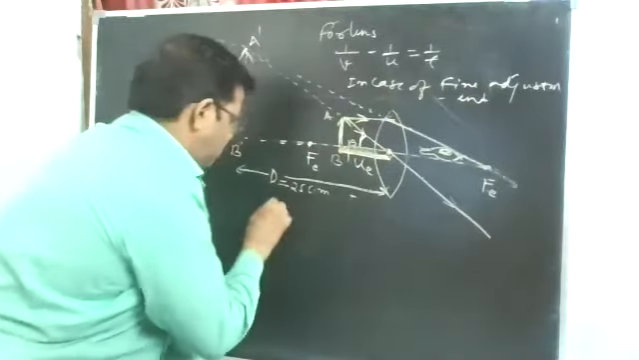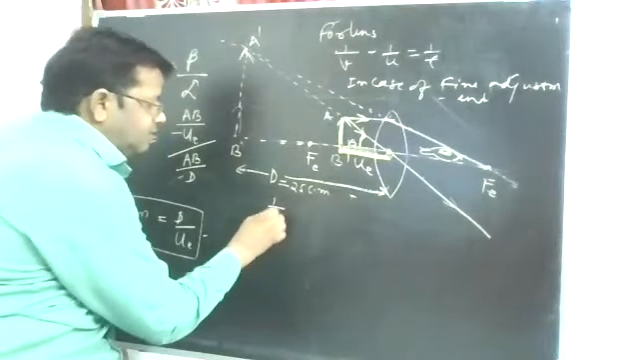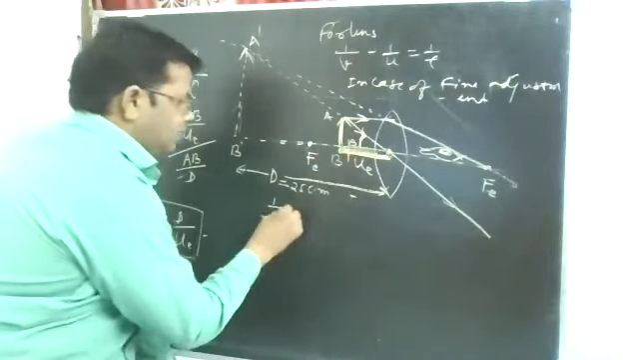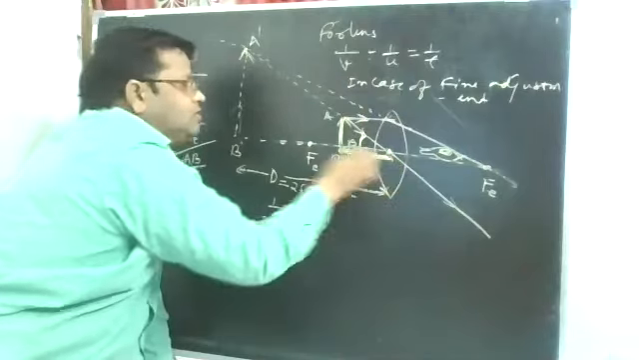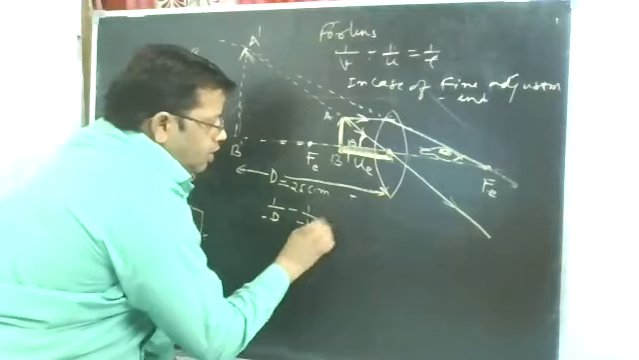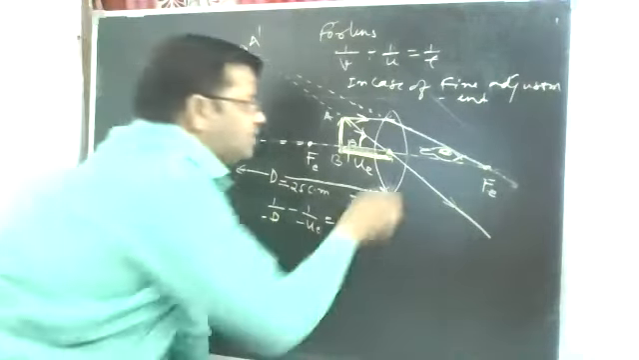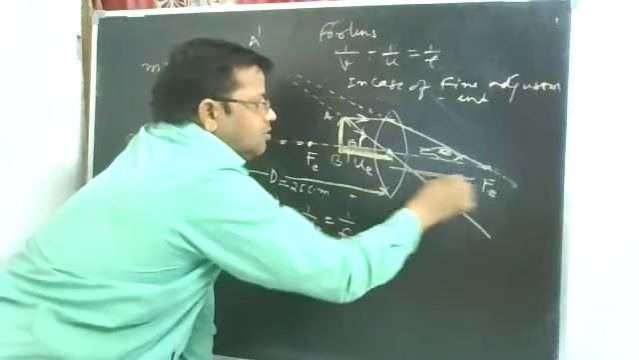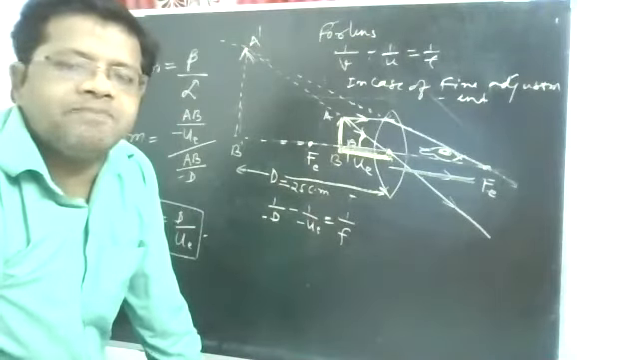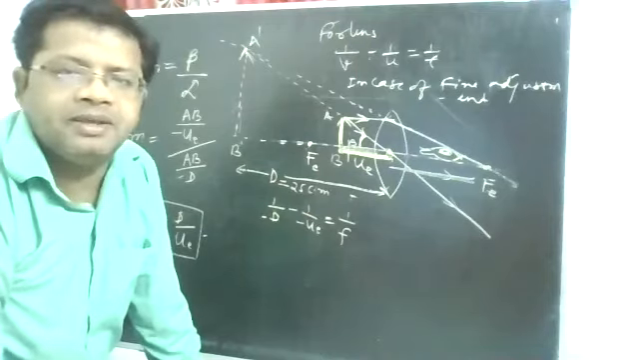Image. Final image forms at D. It is minus D. Where is the object u_e? u_e has a minus sign. Minus 1 by u_e is equal to 1 by f. Focal length of a convex lens we always take positive. This side direction is positive. You should remember the focal length of a convex lens is always positive, and for a concave lens it is negative.